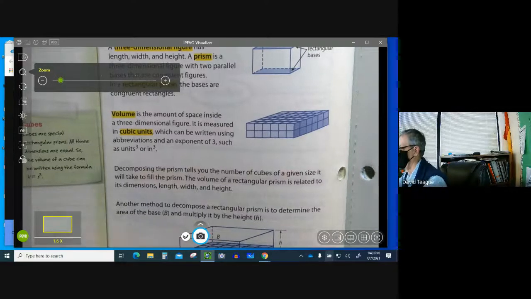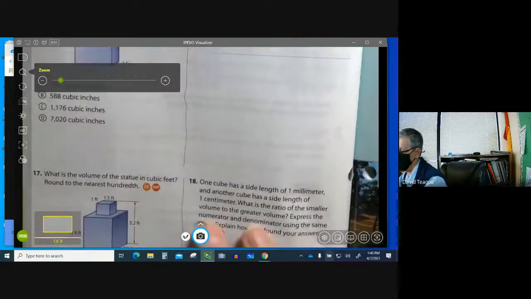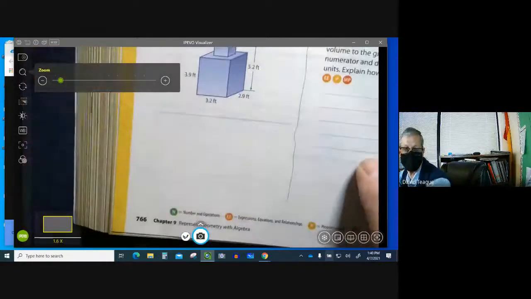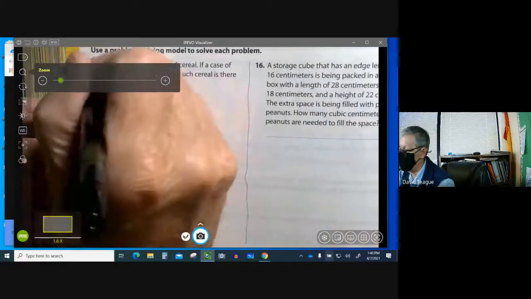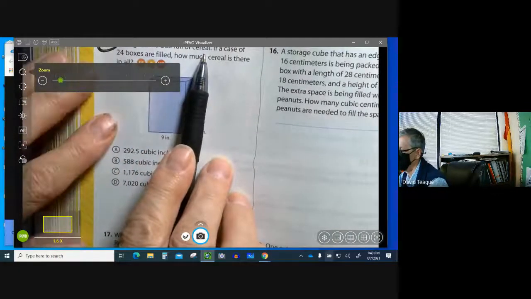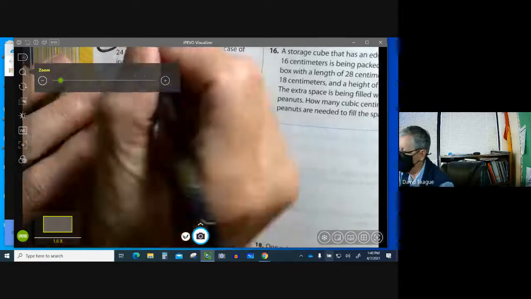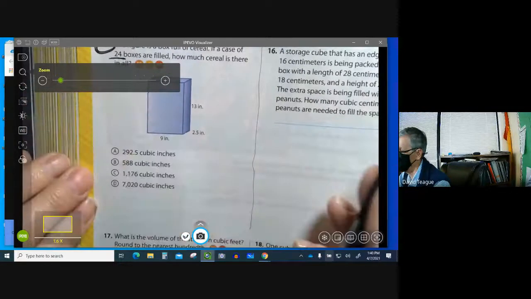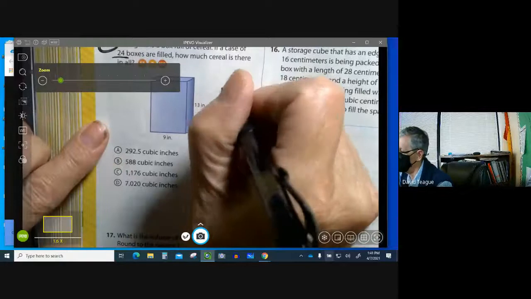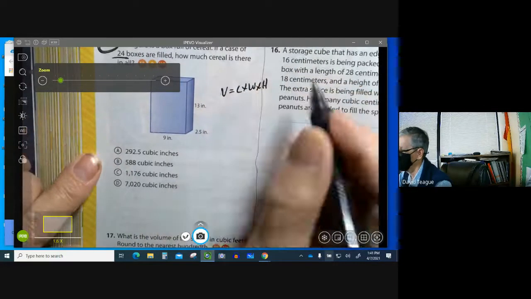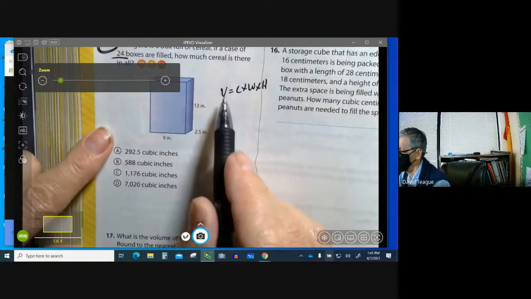Okay, so the 4th question on your quiz is on page 766, question number 15. The figure is a box full of cereal. In a case of 24 boxes, so you have 24 boxes, that are filled, how much cereal is there in all? So your volume is equal to length times width times height, but then you have 24 of those.